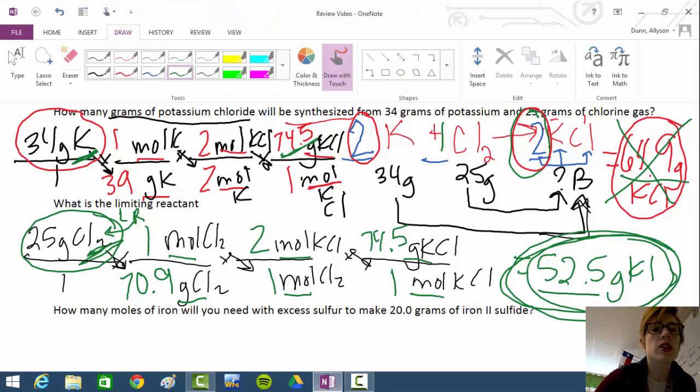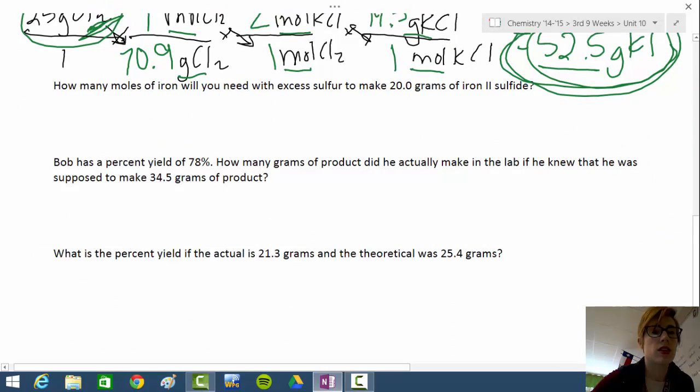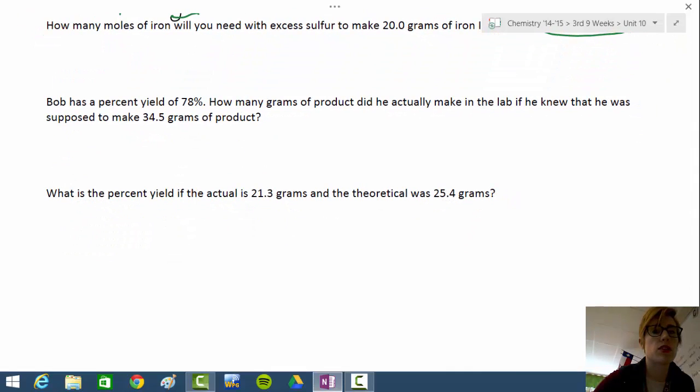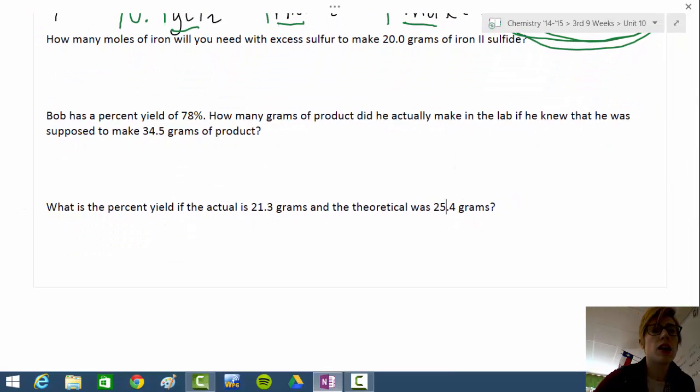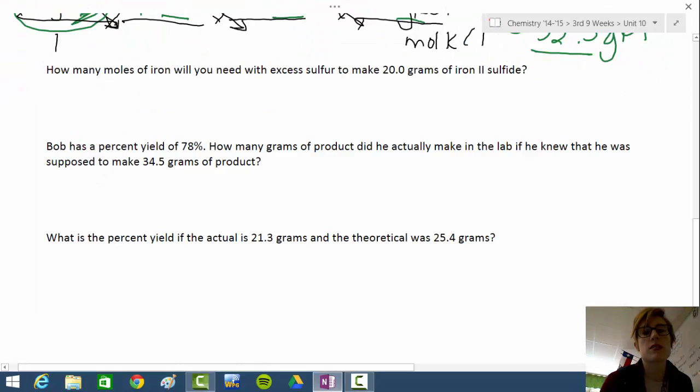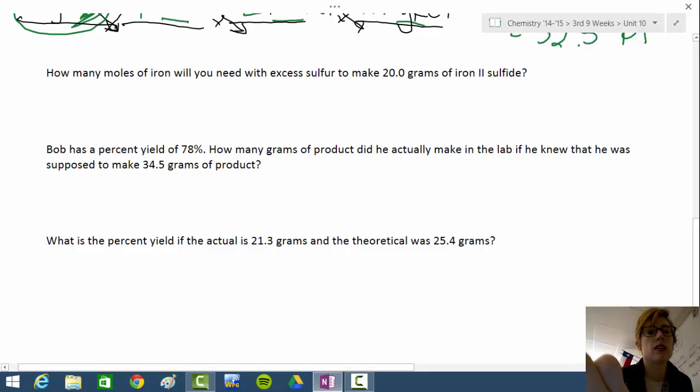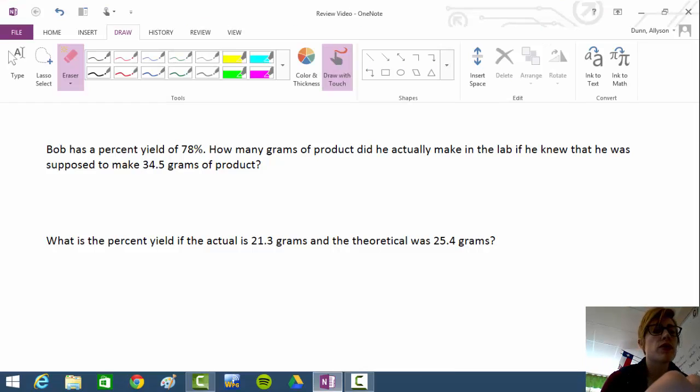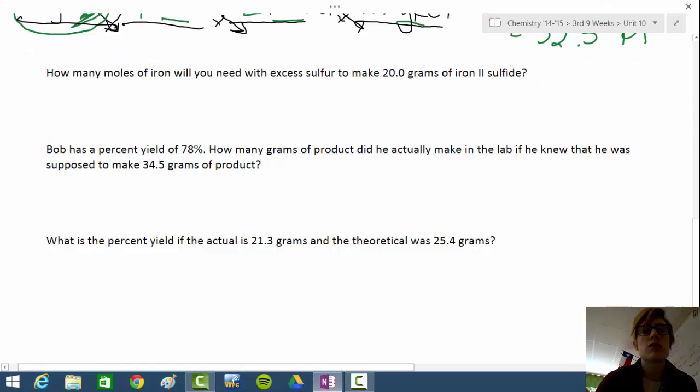Okay, moving on to the next one. I'm going to erase some of this stuff so I have room to write. How many moles of iron will you need? So that means iron's a reactant, with extra sulfur, to form iron 2 sulfide.